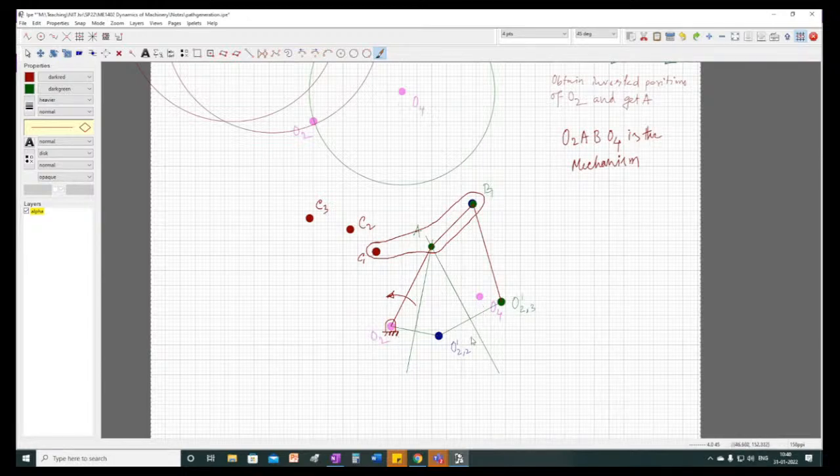I am sorry, I have not drawn it correctly, and you guys have not pointed it out. This is not O4, right? We need to go from this position to this position to this position to this position. This is O4. It was wrong, so correct it. This is the O4 point.